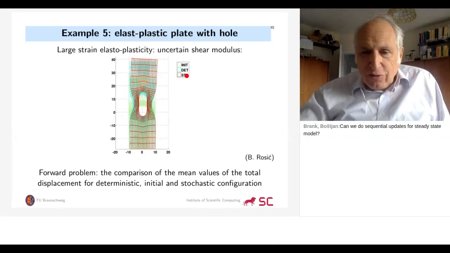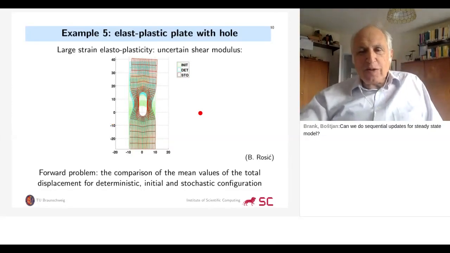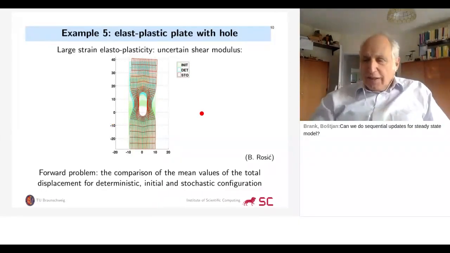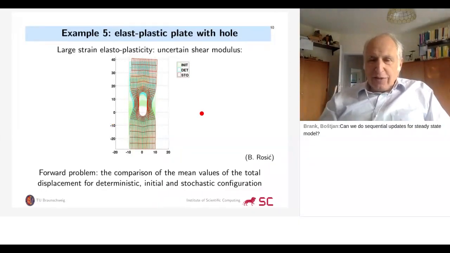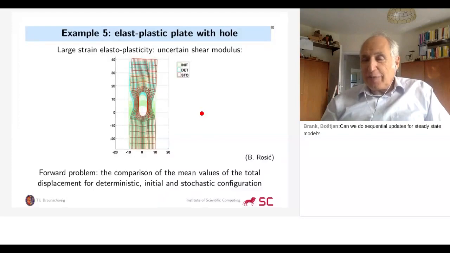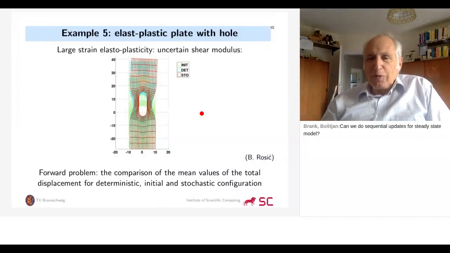So it's 3 meshes shown. The green one was the initial mesh. And this is just to show what is the difference between putting in random variables in a model and then running it, and then taking the mean, the expected value, or first taking the expected value of the random variables and then running your model. This is what's normally done.